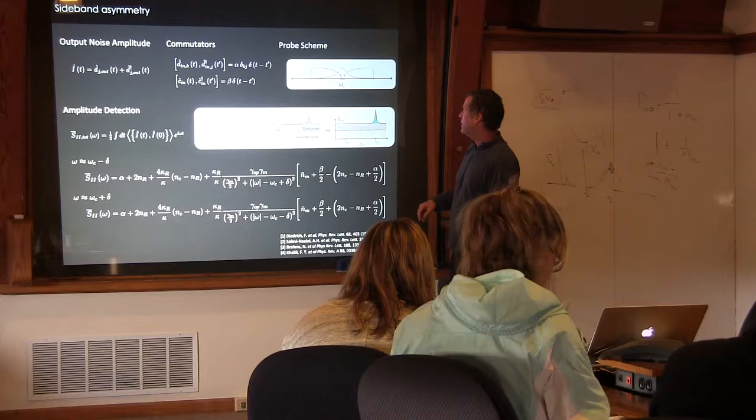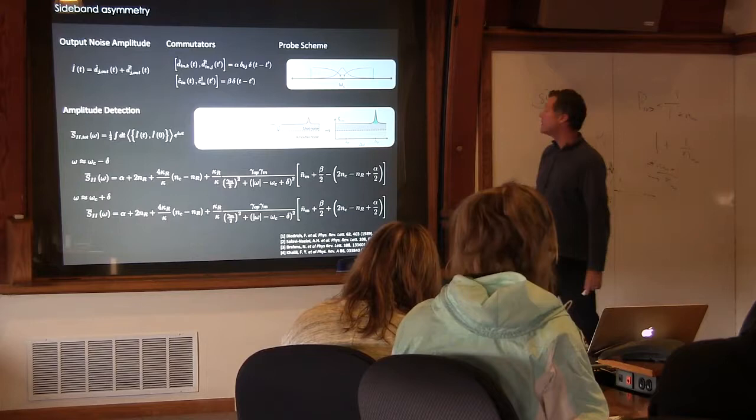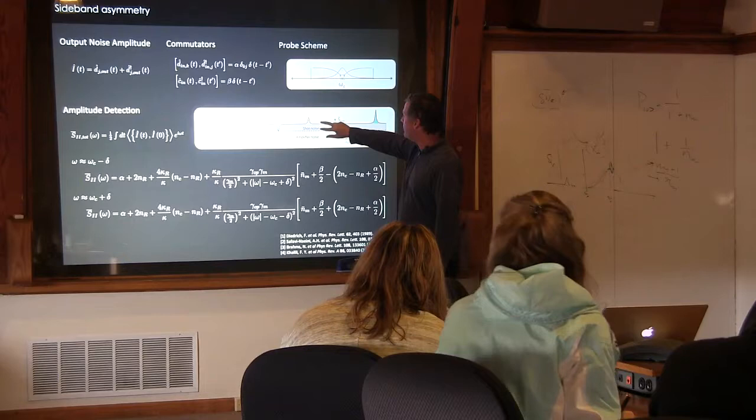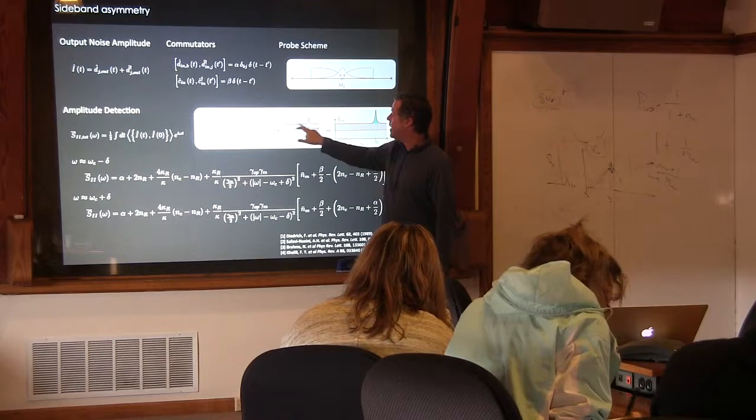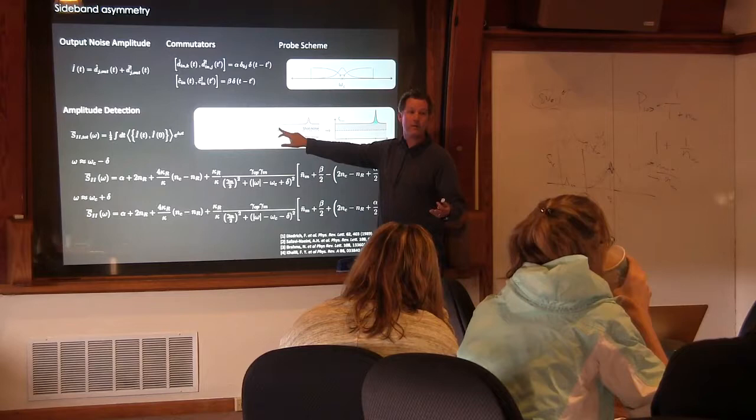Yeah. What I'm trying to say is that there's noise coming from the amplifier that the mechanical device responds to, and the phase of the response is such that it eats a hole on the red side. That's squashing, like I mentioned before. It's squashing of the quantum noise of the circuit.